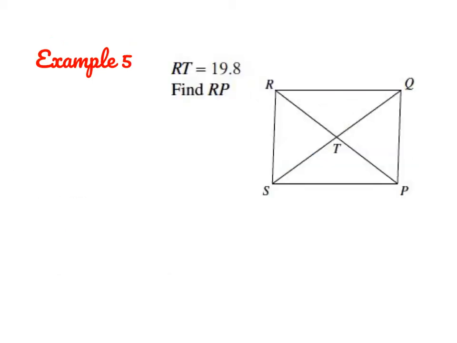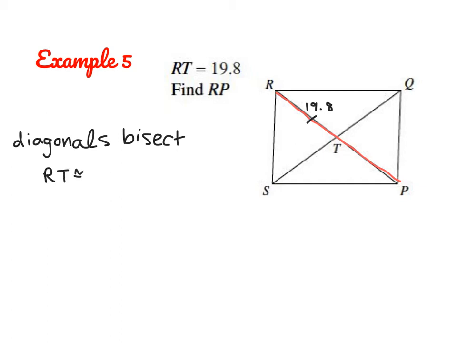Okay, let's look at this one. Here, you'll notice that we are actually given two diagonals. We are also told that RT is 19.8, and they would like us to find the length of RP, the entire diagonal. So since I see two diagonals that are crossing, I'm going to use the fact that diagonals in parallelograms bisect each other, which means they cut each other in half. Well, that means that RT is congruent to TP, which means that TP must also be 19.8.